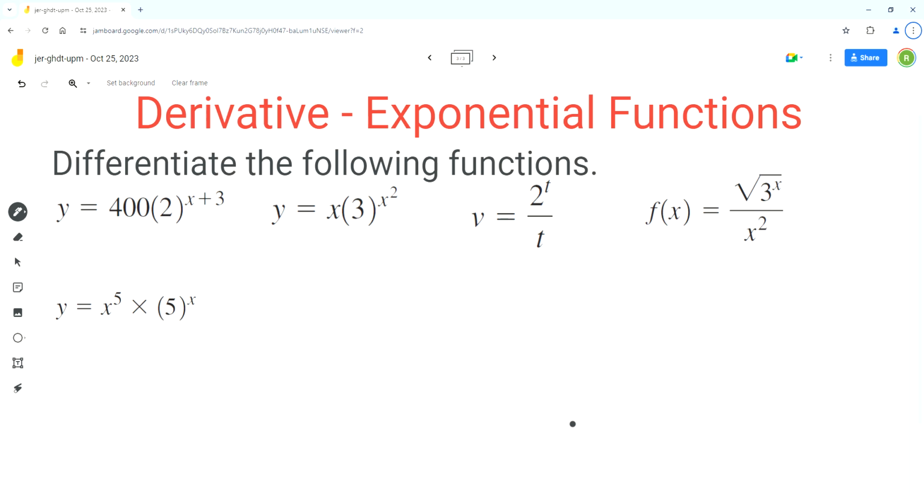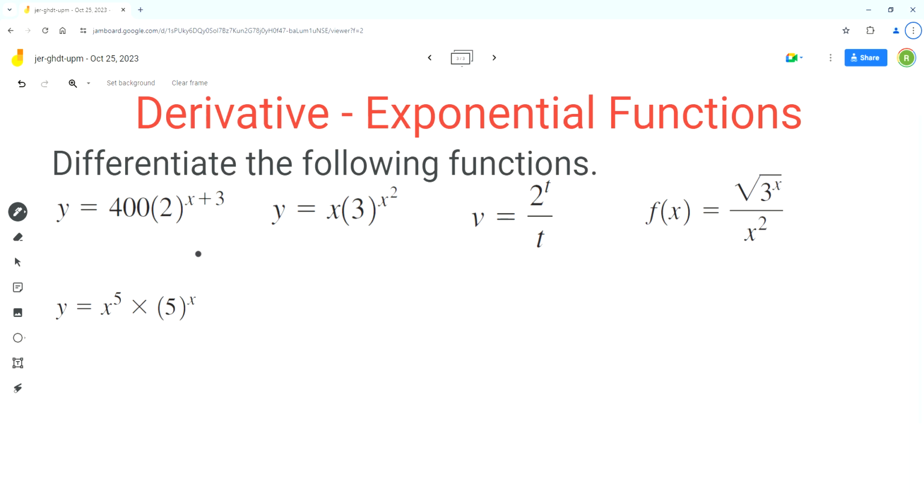So in this video, we'll find the derivative of these exponential functions. Let's start with the first function. The first function is y equals 400 times 2 to the power x plus 3. This function has an exponential term, 2 to the power x plus 3, and the base of this exponential term is 2. So it is not e, Euler's number.